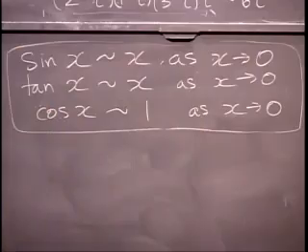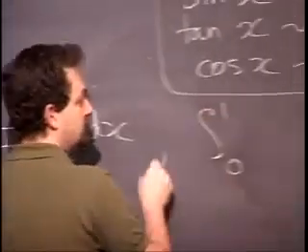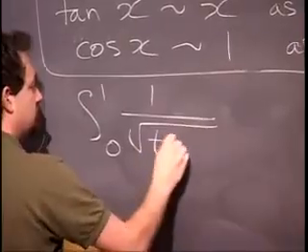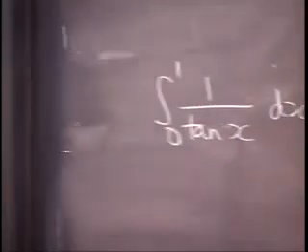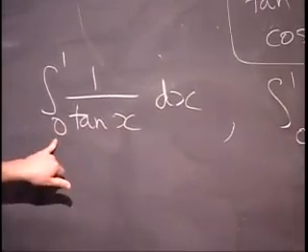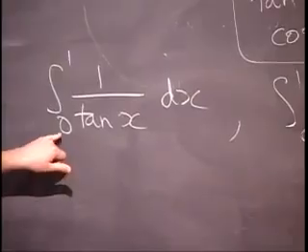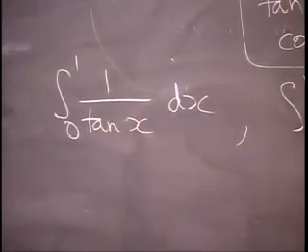So what example would I like to use? Here's a simple one. Consider these two integrals: the integral of 1 over tan x and 1 over root tan x from 0 to 1. The only problem spot in both integrals is at 0, because tan 0 is 0. There's no other problem spots, as it turns out.